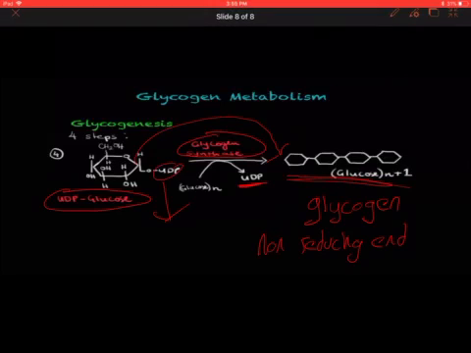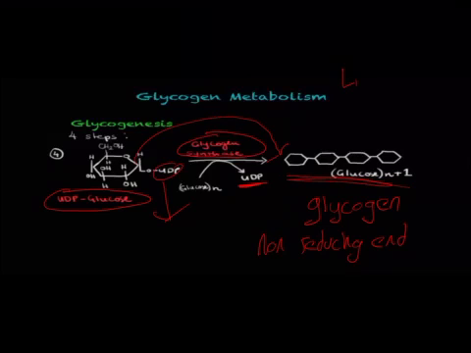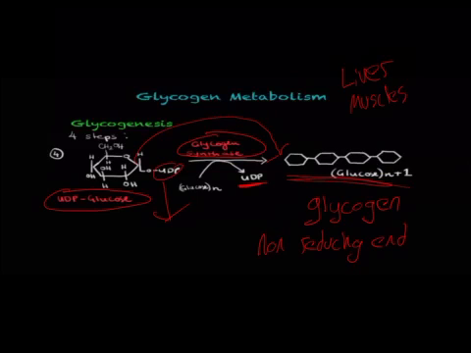This happens primarily in the liver and the skeletal muscle specifically. And yeah, it's how our body stores glucose, and we can use it when we do not have a ready supply of glucose coming in.